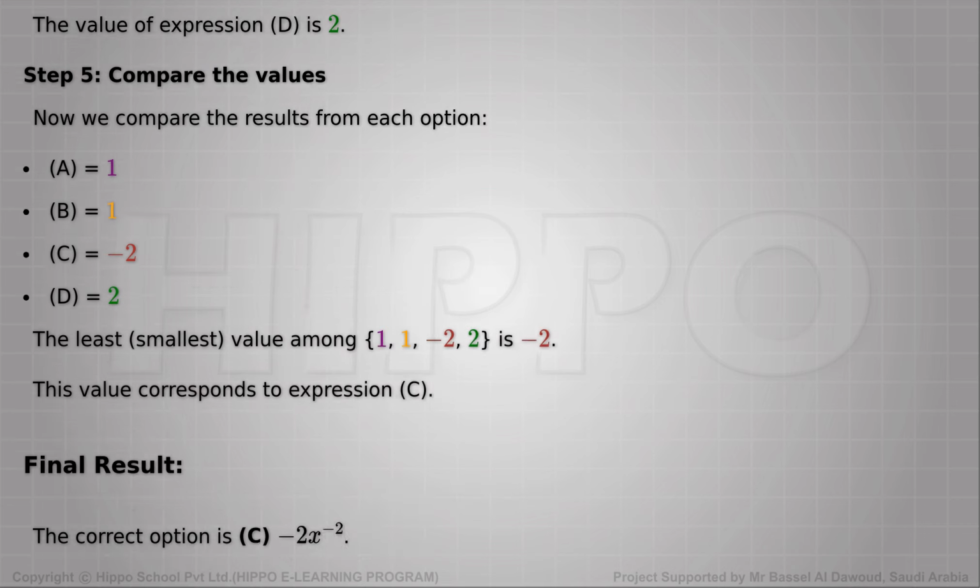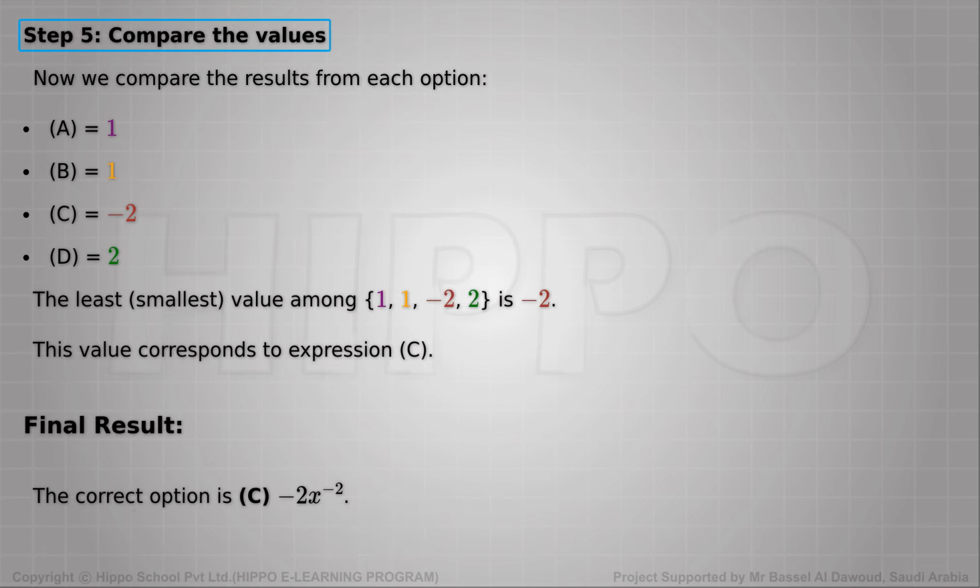Excellent. We've calculated the value for every option. Now comes the final step, comparing them to find the least value. As you see on the screen, we have a clear summary. Option A is 1. Option B is 1. Option C is -2. And option D is 2.